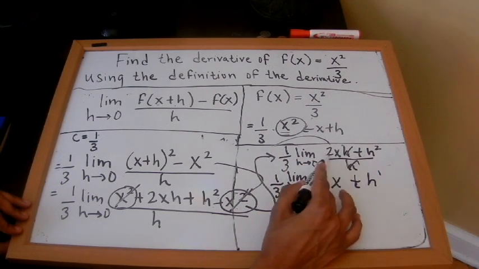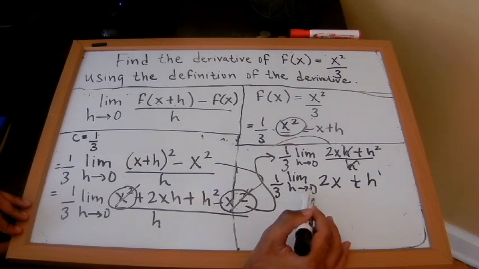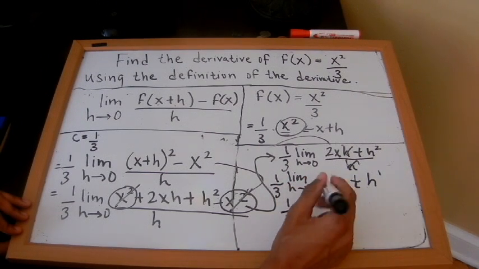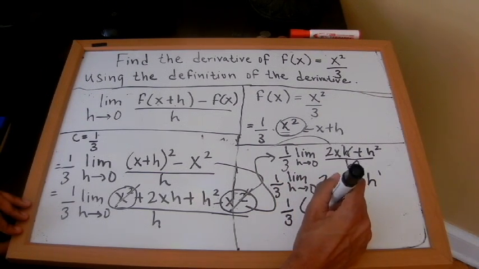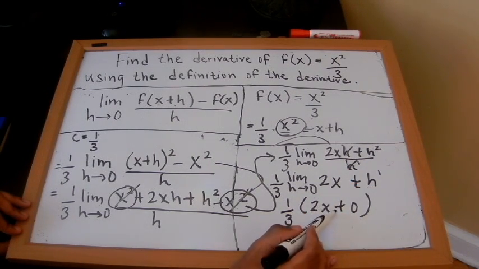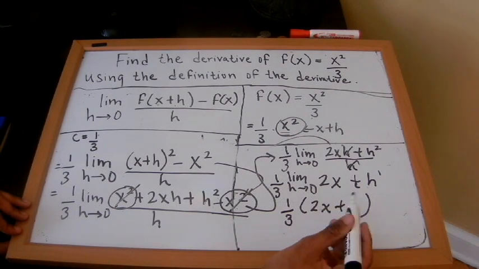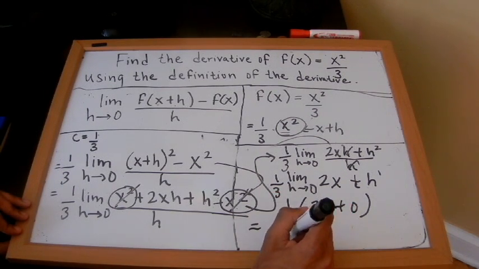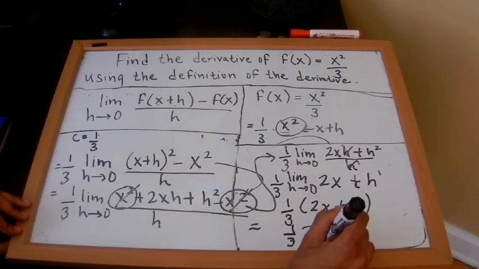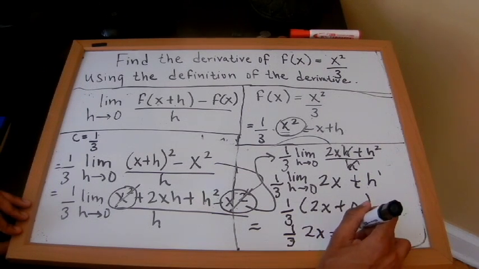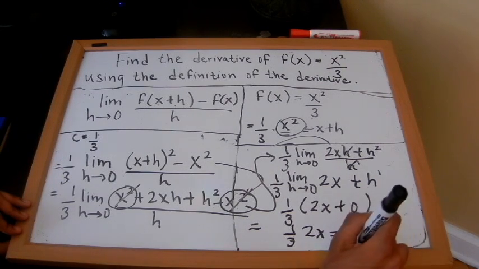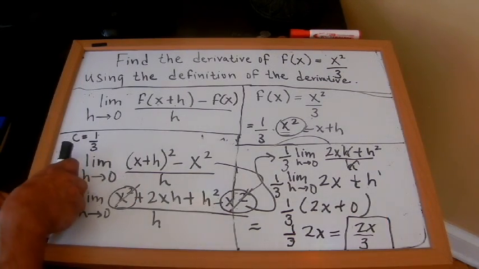Now that we got rid of our fraction bar, we can simply plug in 0 for h. And then we have 1/3 times 2x plus 0. 2x plus 0 is simply 2x because adding 0 to anything doesn't change it. And then we have 1/3 times 2x. And then our final answer would be 2x over 3. And that is our derivative. Thanks for watching.